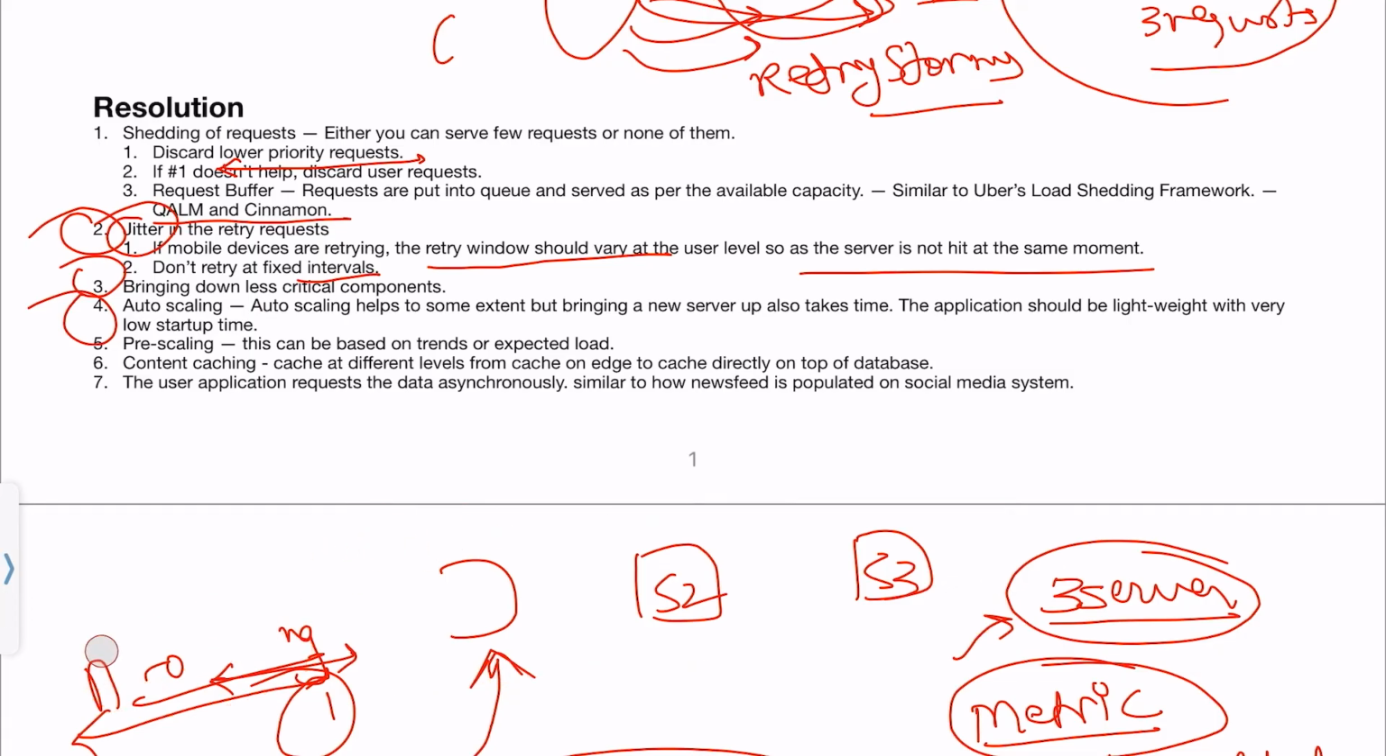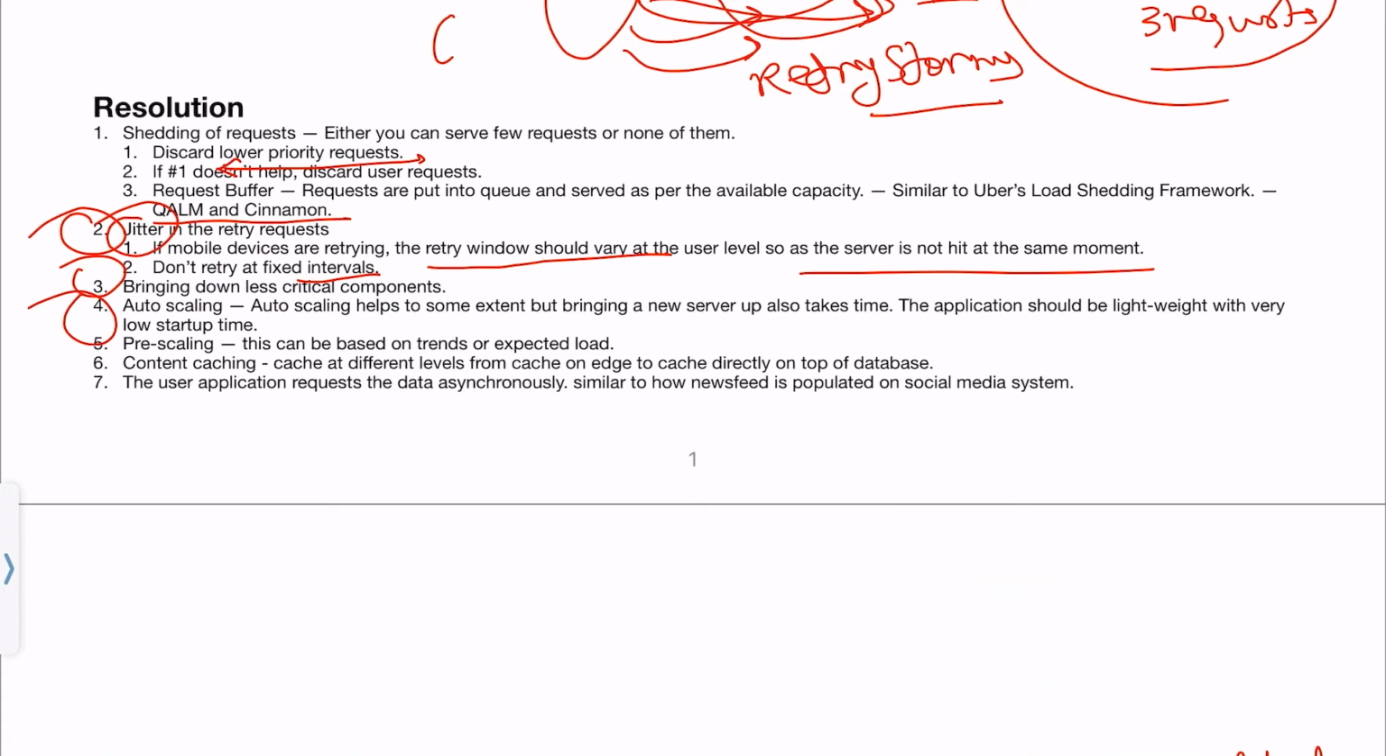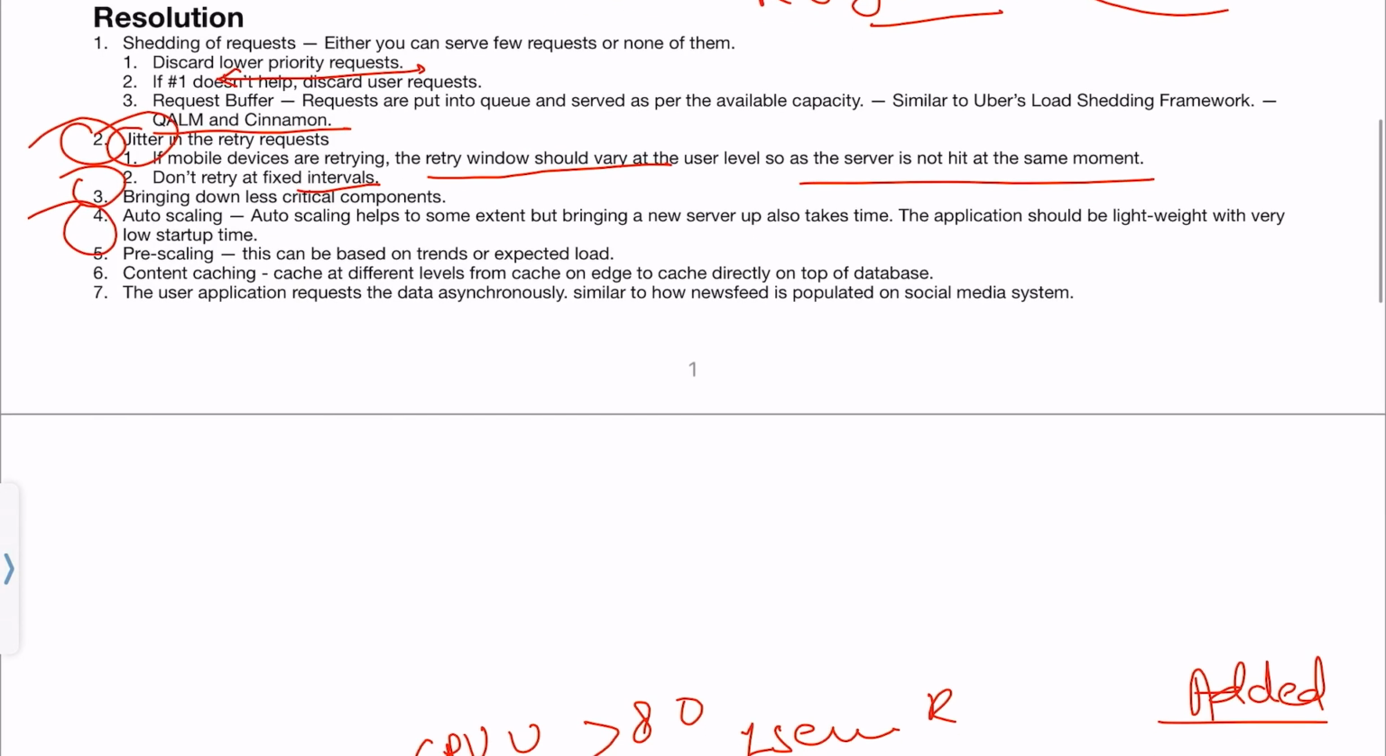Now, one critical thing to note here is that auto scaling can take time. Let's say I had three servers, s1, s2 and s3. Now s1 went down. It will be replaced by a new server, s1 dash.